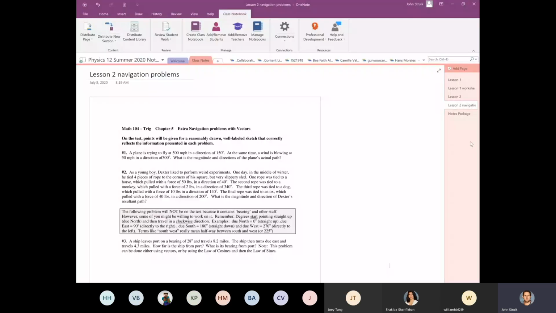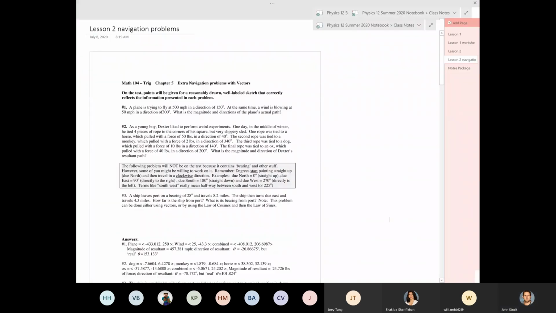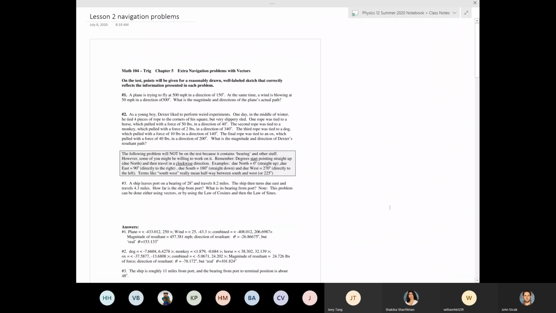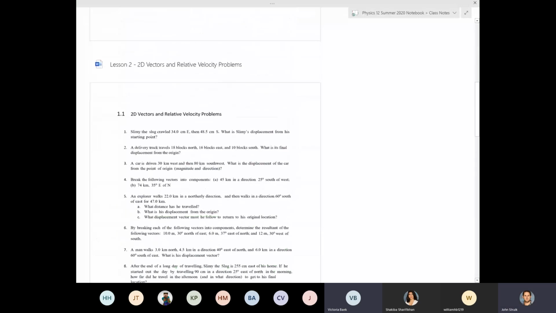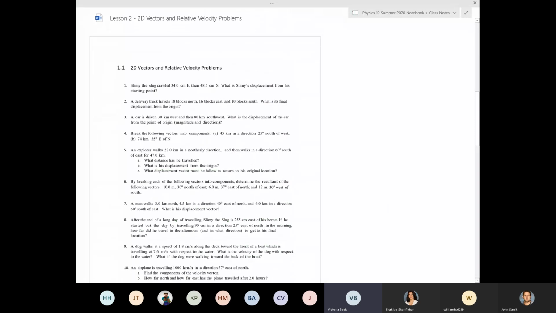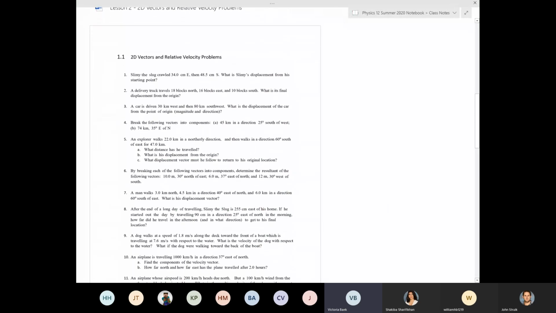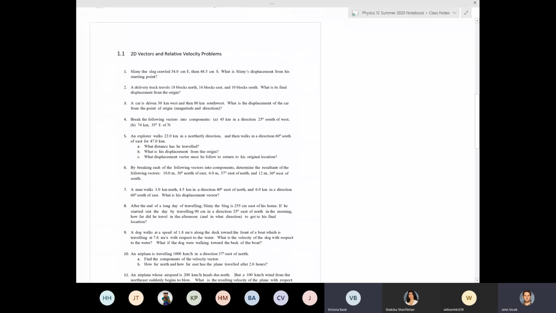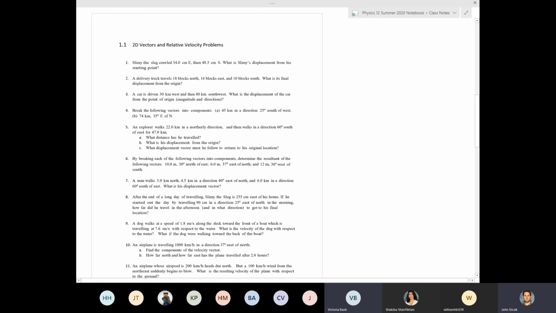Okay, any questions from the worksheets? I have a question from the other worksheet. Yeah. Can you go over number 6 and 23? Okay, so we'll do 6 first.